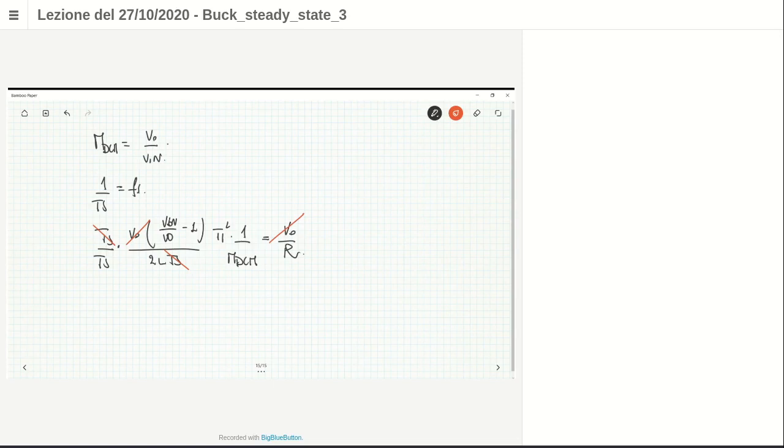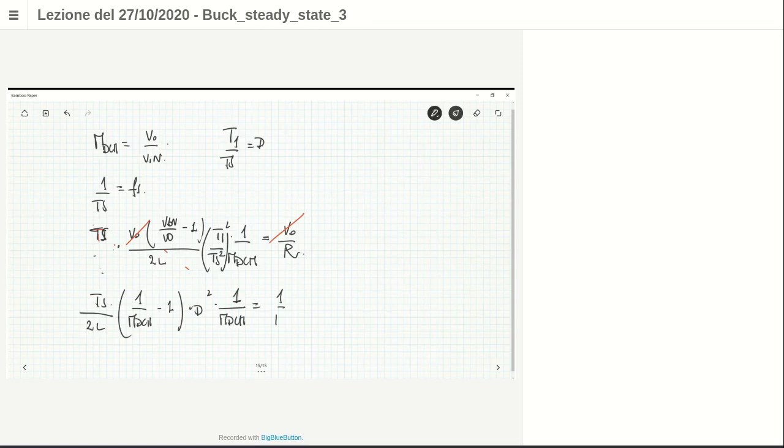Sorry, it's better not to eliminate this one. We have two, so one. It would be helpful to have both T1, it's called Ts. Okay, so T1 and then Ts and Ts give you Ts square. T1 over Ts squared is a duty cycle. So I have Ts, which is 2 over L. V in over V naught is 1 over M DCM minus 1. Duty cycle square divided by 1 over M DCM equals 1 over R.